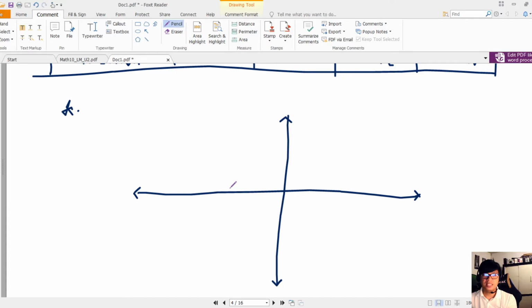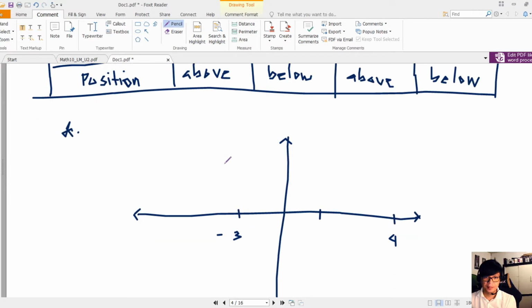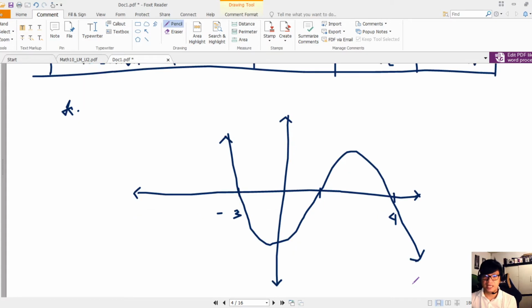So, ito yung mga intercepts. Sulat yung mga intercepts. The first one is negative 3, tapos may 1, tapos may 4. Tapos, dito yung dadaan yung graph. So, above, below, above, and below. So, don't forget to put arrows. That means the graph continues upward in the left and downward in the right side.